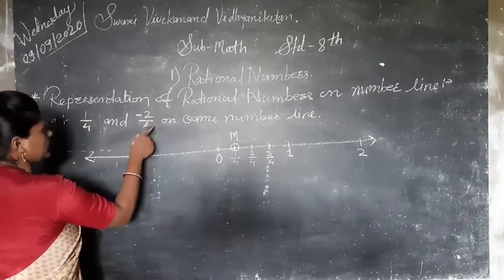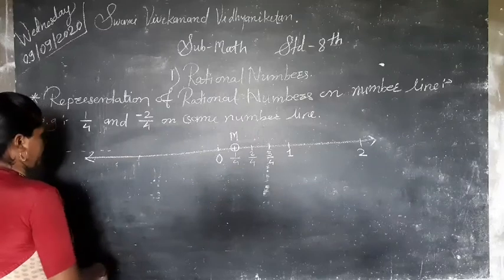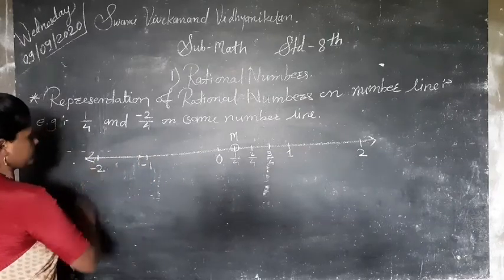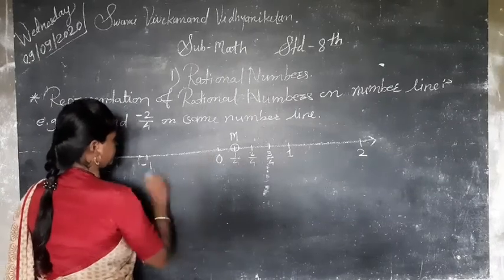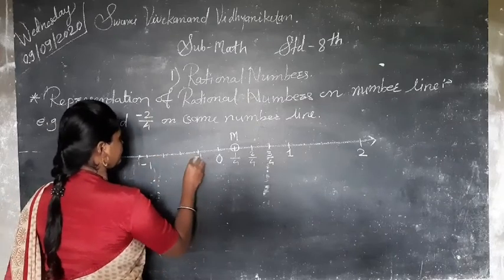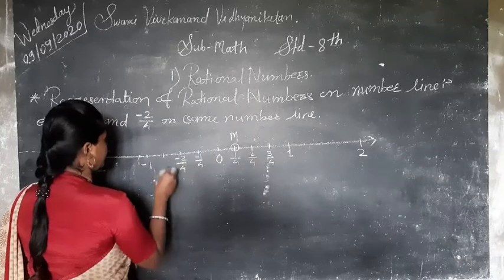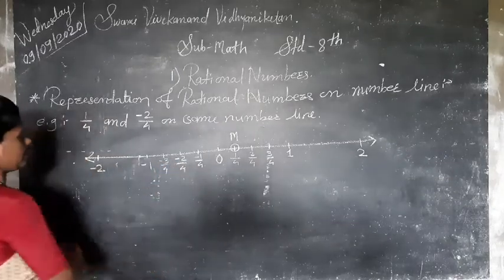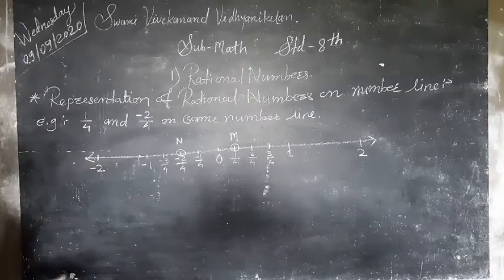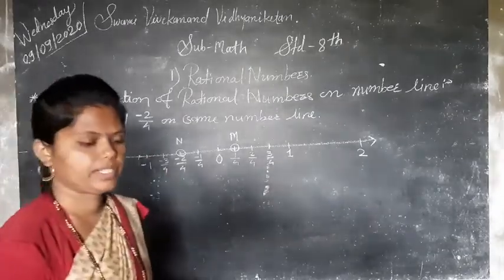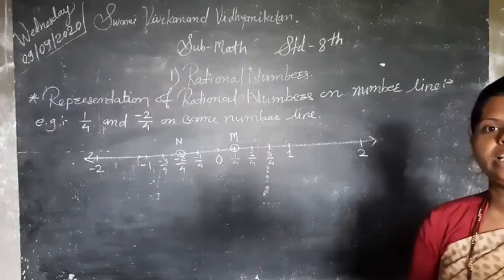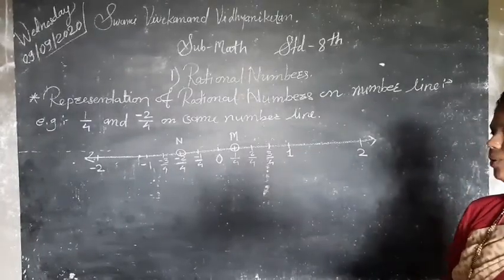So how can you represent this number on a number line? Here you have to prepare 4 equal parts. This is minus 1/4, minus 2/4, minus 3/4, and this is minus 1. So minus 2/4 is here. This is your point N, which represents your second rational number, minus 2/4. In such a way you can represent rational numbers on the number line. In our next lecture, we will continue this point but with other different examples. So today we are going to stop here. Thank you.